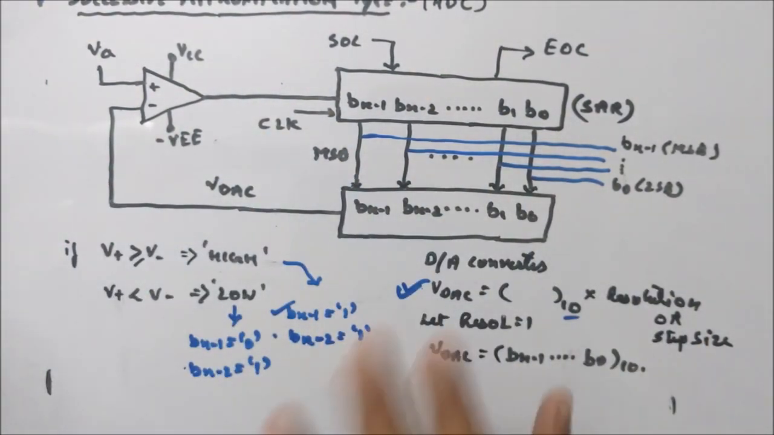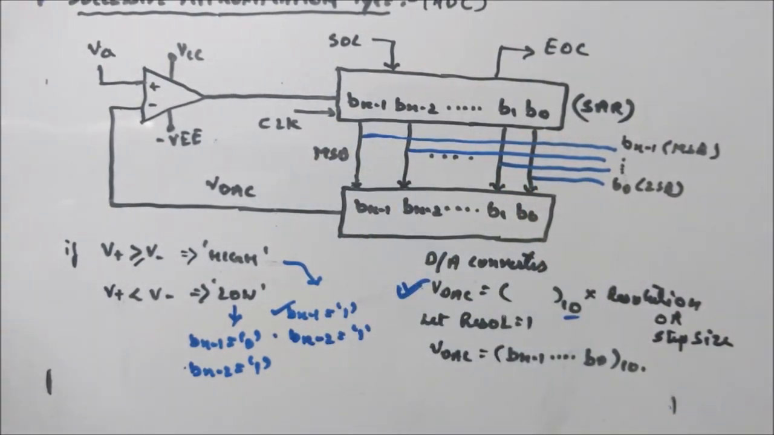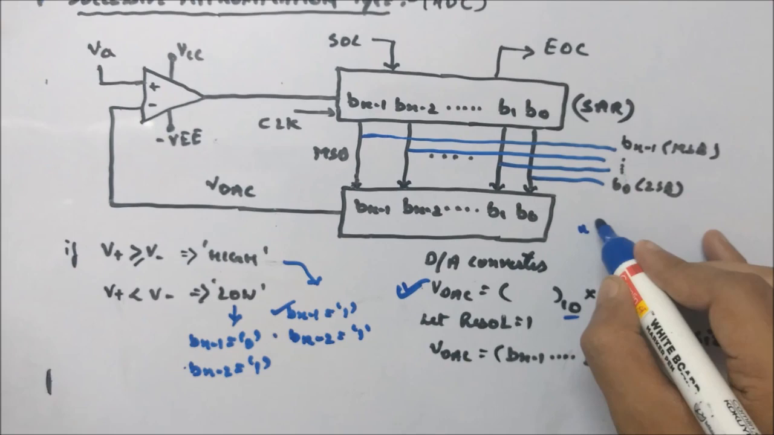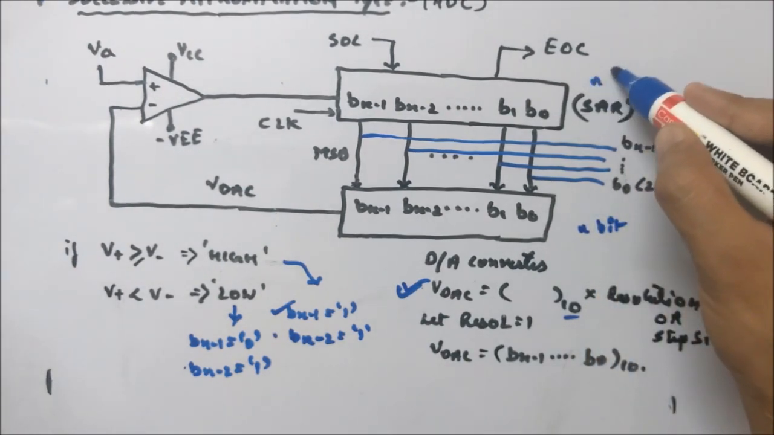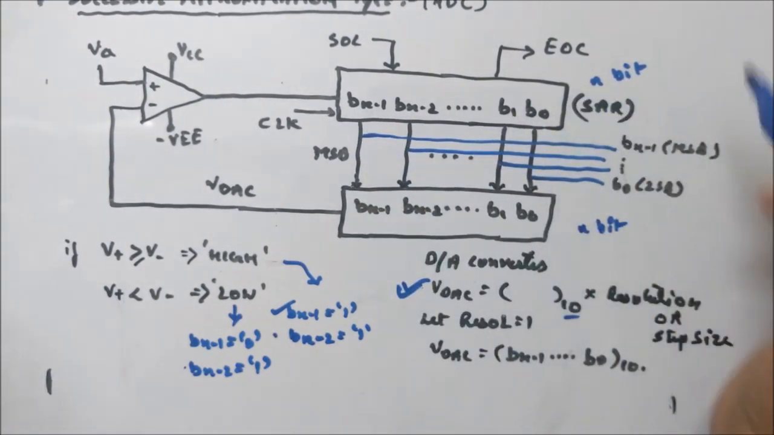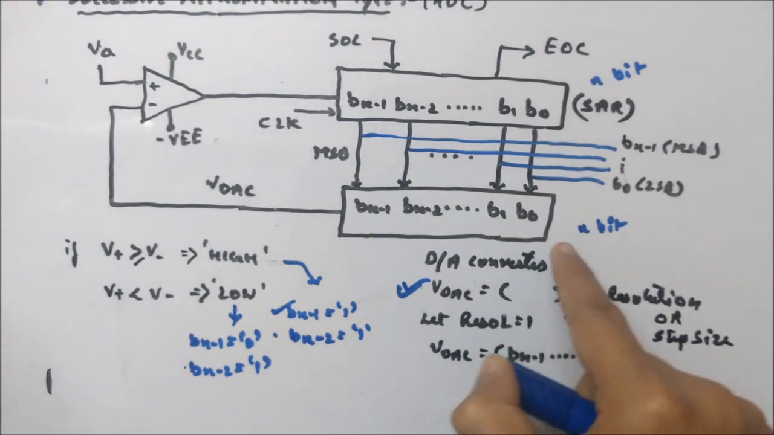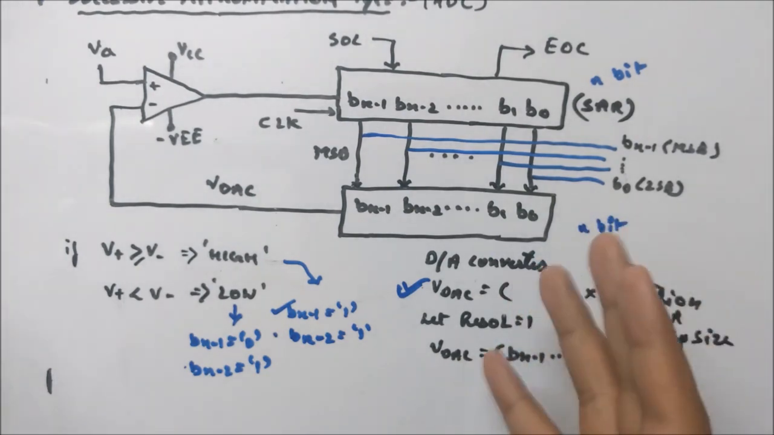Okay, so this is an n bit and this is also n bit. Your D2A is also n bit, and this is also n bit. You can see 0 to n minus 1, so it is also n bit. So SAR is n bit register and D2A is also n bit. Now we will see how the process actually works. We will take an example.